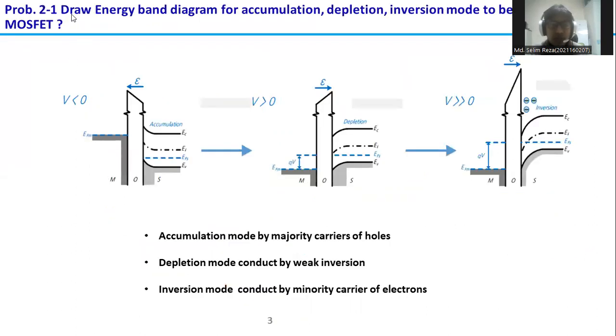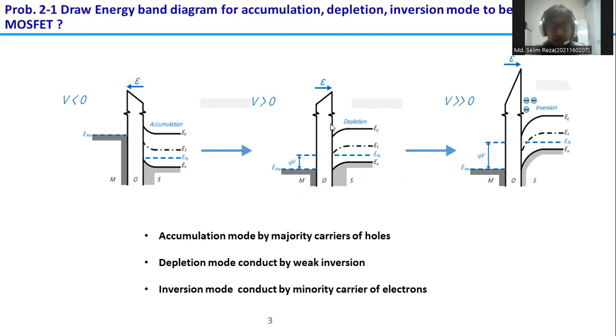And the second question is to draw the energy band diagram for accumulation, depletion, and inversion mode of the p-channel MOSFET. If we go for the accumulation mode, in the first figure we can see the metal, the oxide layer, and the semiconductor layer. The band is tilting like this in the accumulation mode. Basically, the accumulation mode is defined by the majority carrier, the hole.